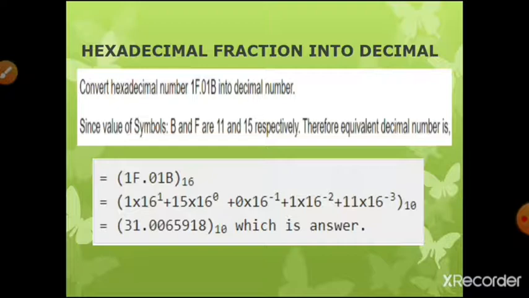we are going to multiply the 0 with 16 to the power of minus 1, and then 1 is multiplied with 16 to the power of minus 2, and B is nothing but the number 11, which will be multiplied with 16 to the power of minus 3. So the sum of all the terms gives you the decimal number.